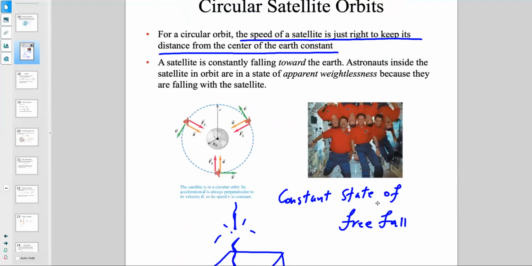This is the exact same thing that is happening to the people in space stations, for example, in a satellite, because they're constantly in a state of free fall. Their apparent weight is 0.